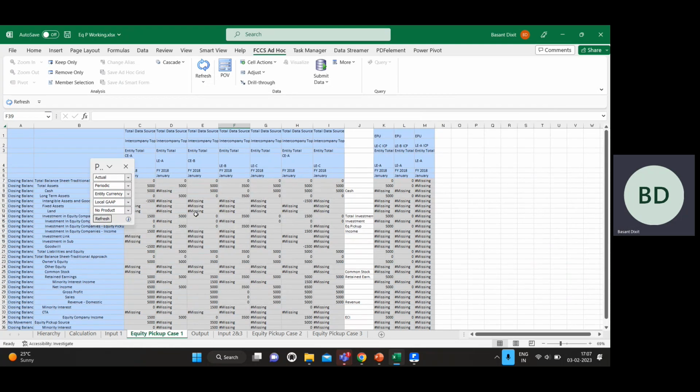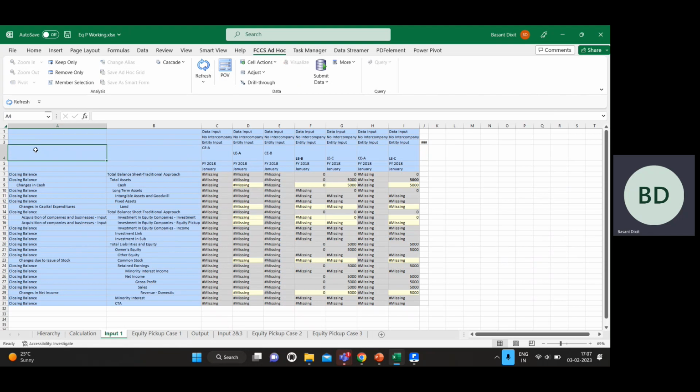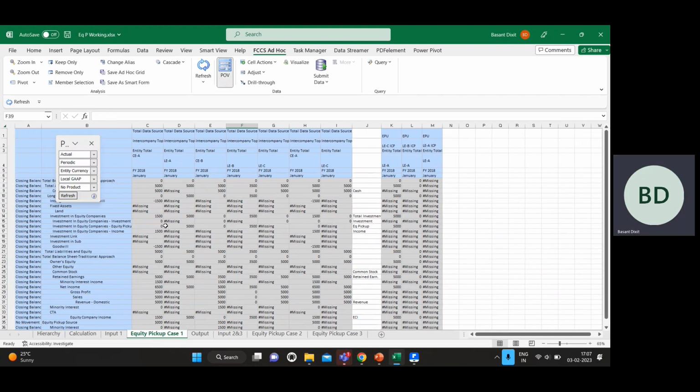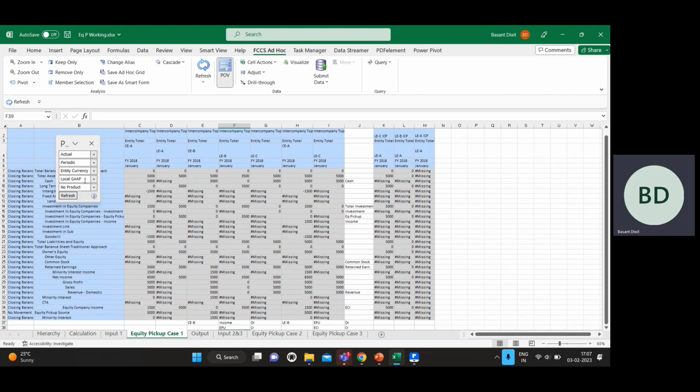So this is my output sheet, and you can see the POVs. In the input sheet, column A has the movements, these are the accounts, and this is the data source dimension. This is the intercompany dimension, and this is the consolidation dimension. This is the entity dimension, this is the year dimension, and this is the period dimension. We also have the local GAAP and no product. No product is just the custom dimension we have in our application. The parent is product, the dimension is product, and the member is no product. We are not taking any product for the time being.